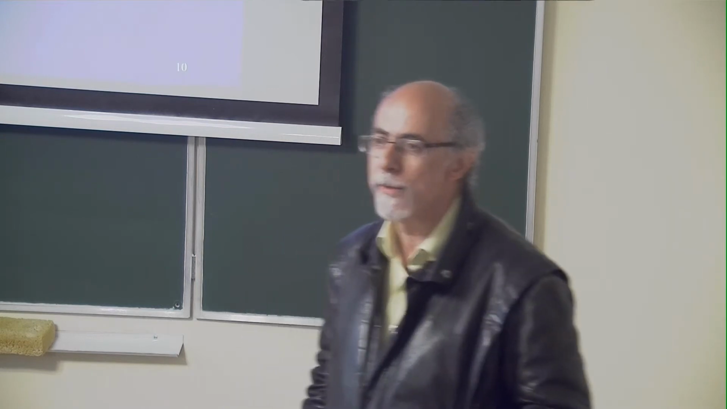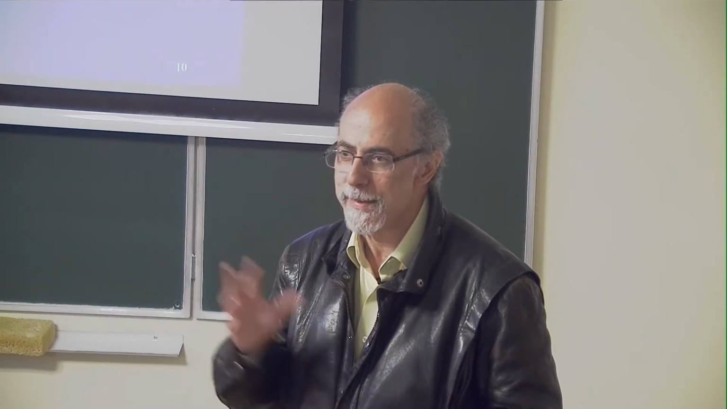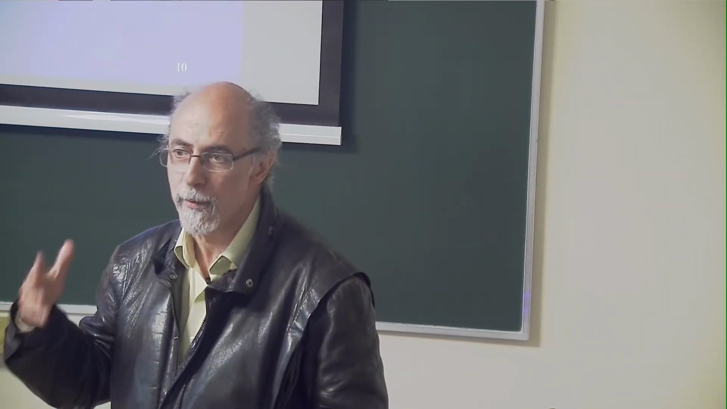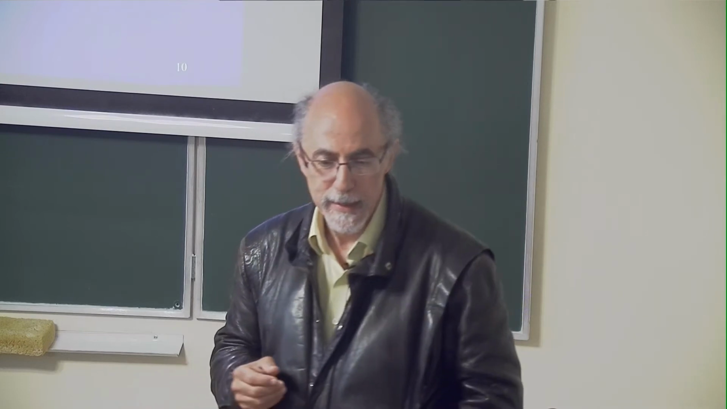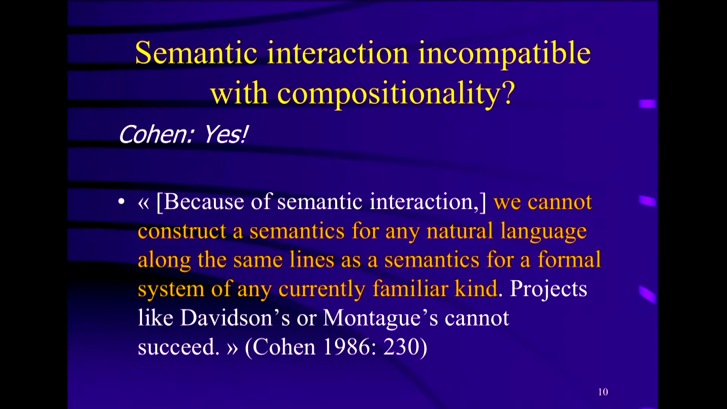And Jonathan Cohen, the old Jonathan Cohen whom I mentioned, people don't read him very much, but he had a very interesting sequence of papers about those matters. And he thought the conclusion was that we should forget this project of doing a compositional semantics for natural language in the way in which we can do for formal languages, maybe. He says, because of this phenomenon of semantic interaction, we cannot construct the semantics for any natural language along the same lines as the semantics for a formal system of any currently familiar kind. Projects like Davidson's or Montague's cannot succeed.